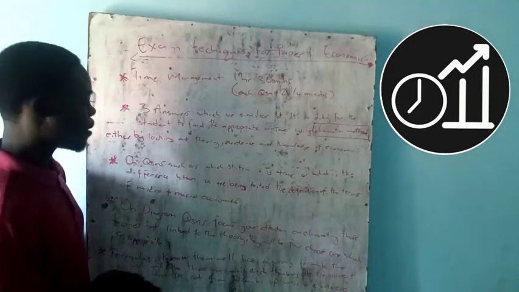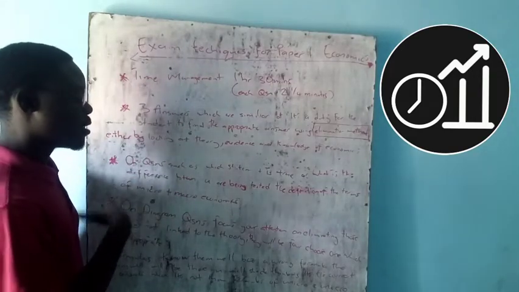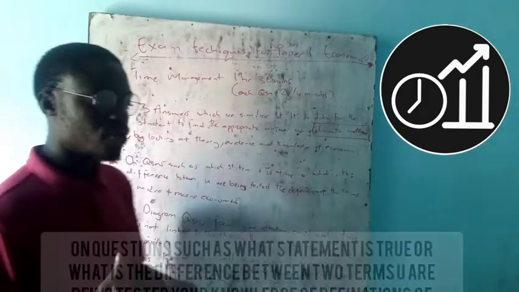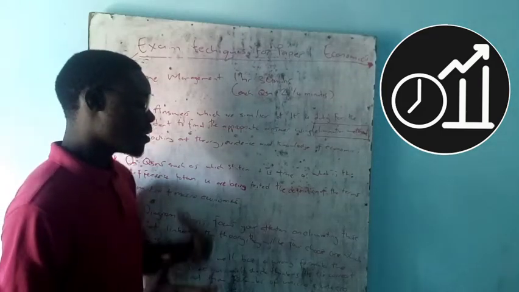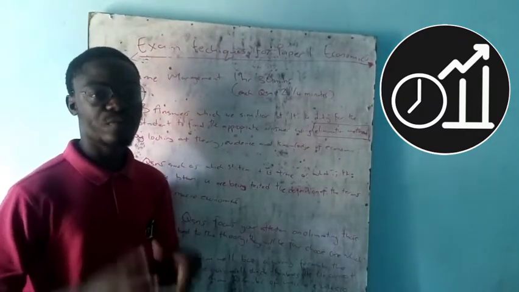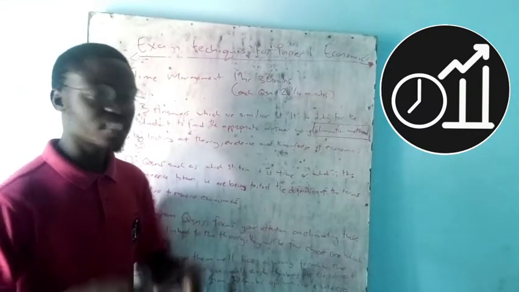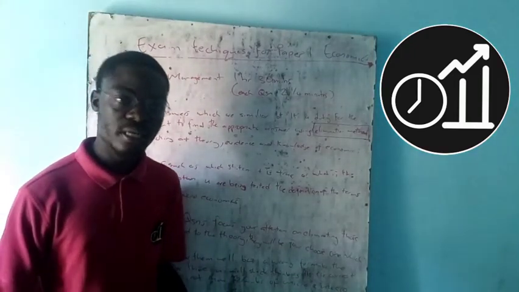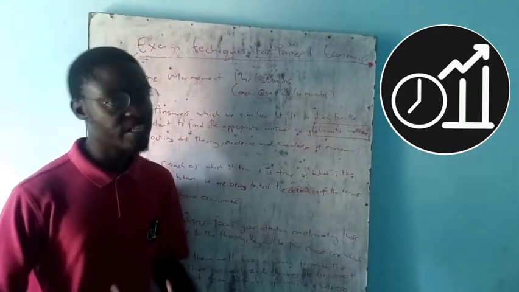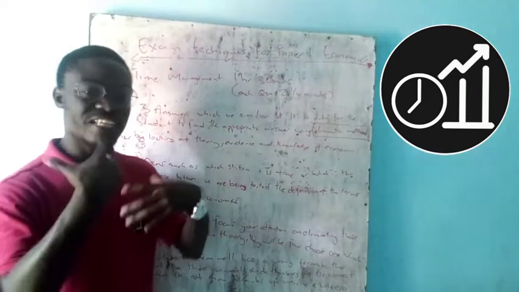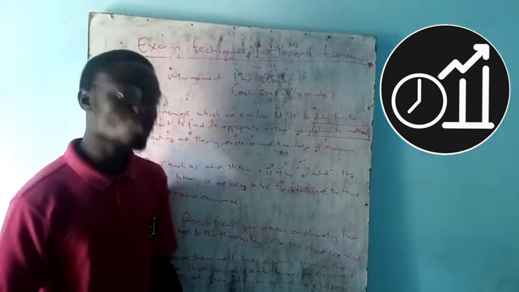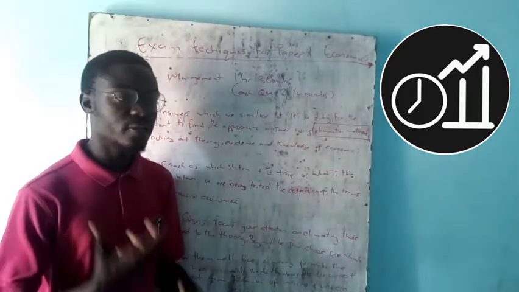Then also look at questions such as which statement is true, or what is the difference between this term and this term. What they are testing is that you should know the definitions of terms in economics, the terms used in microeconomics and the terms used in macroeconomics, because paper 1 economics is a combination of both the macroeconomics and microeconomics syllabus. So it's all about knowing the definitions of certain terms. That's why they ask which statement is true, or what is the difference between this term and this term.